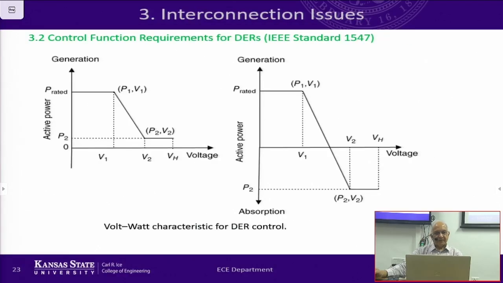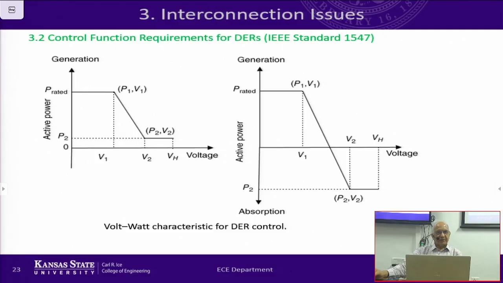And then we have the volt-watt characteristics. Again, based on the voltage, you generate active power, and this has to follow the graph here. Now, these are two different options. One is restricted to positive real power, another one has positive as well as negative real power. Both options are applicable depending on different situations.